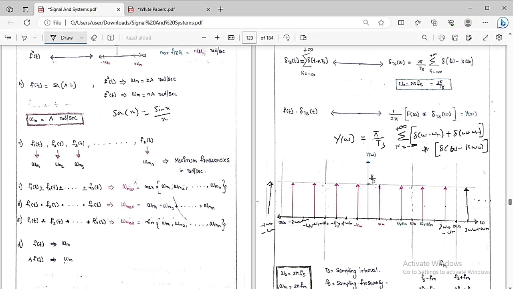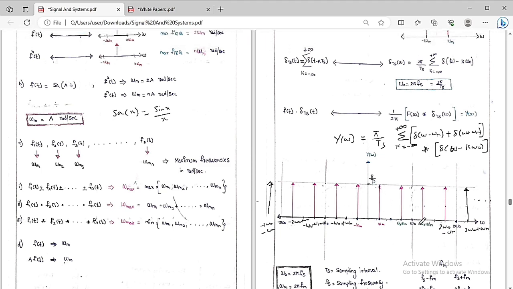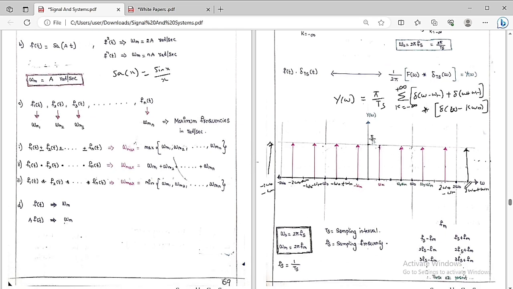So we will focus only on the positive region. We are going to consider only the positive frequencies, not the negative frequencies, because frequency is always positive. So what are the frequencies present in the positive region? I want to consider those.